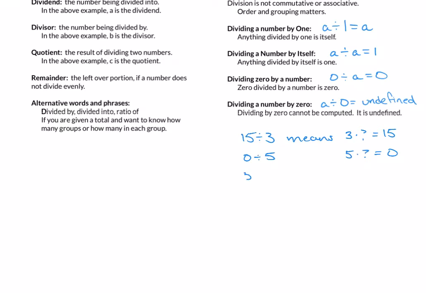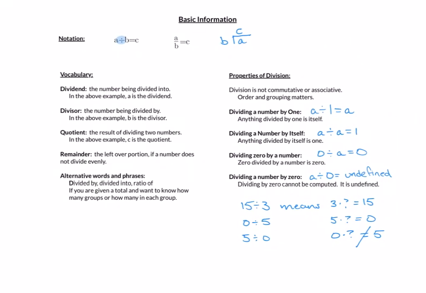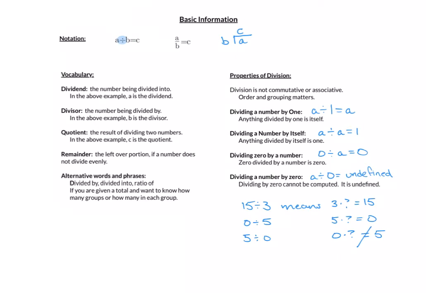On the other hand, if I switch it around, what this means is 0 times what equals 5. And this cannot be computed. 0 times anything is always 0. It's never going to be anything other than 0. And that's why we get undefined. So those ones, pay close attention when you see any problems involving division by 0. Make sure that you do know the difference.